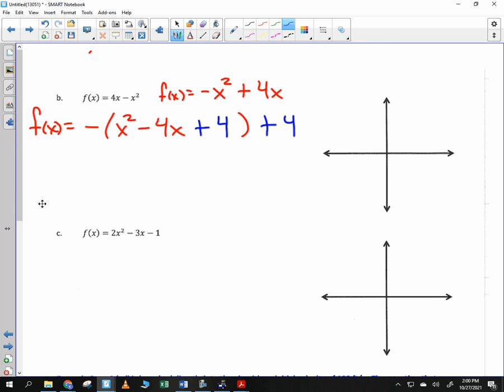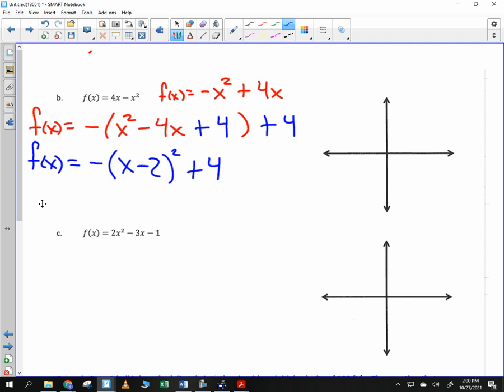So now this factors: f of x equals negative, and then x minus 2 quantity squared plus 4. You can see why I want you to be working on this in class tomorrow, because it's easy to maybe make a mistake and wonder, and I want to be there with you and help you, okay?